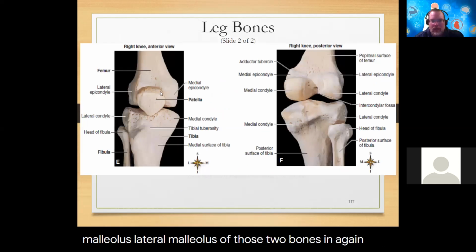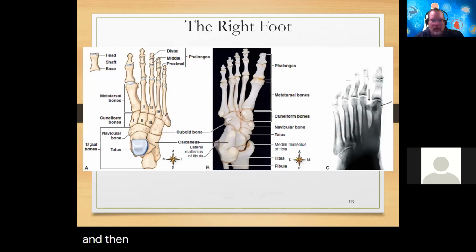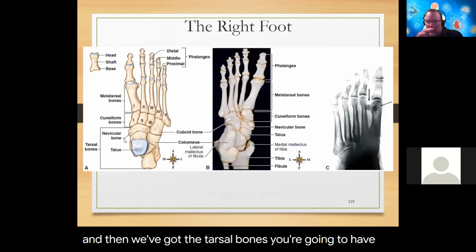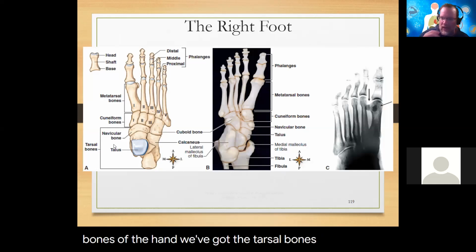And again, we've got the knee joint. There's the patella covering the knee joint. And then we've got the tarsal bones. Now you're going to have 7 tarsal bones in each foot. These are the actual ankle bones. Just like the wrist bones of the hand, we've got the tarsal bones down in the ankles.